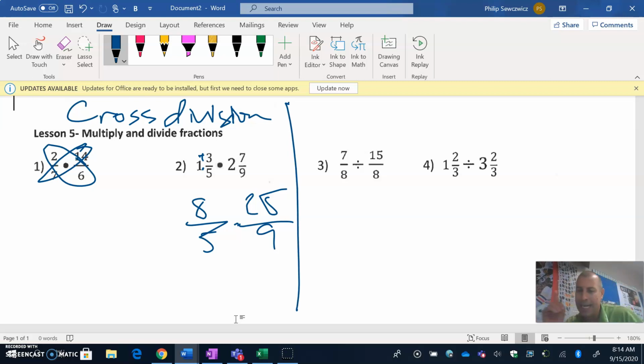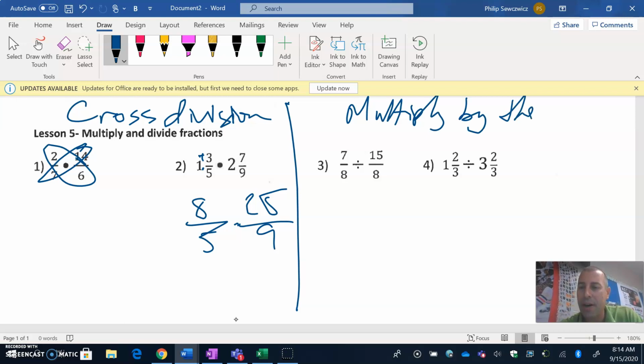Okay, so now we're doing division. Division is similar, but it's got an extra step. All right, so when we divide fractions, we actually multiply by the reciprocal. And this is a very fancy mathematical word to mean, hey, flip the fraction. And here's the whole idea behind this.